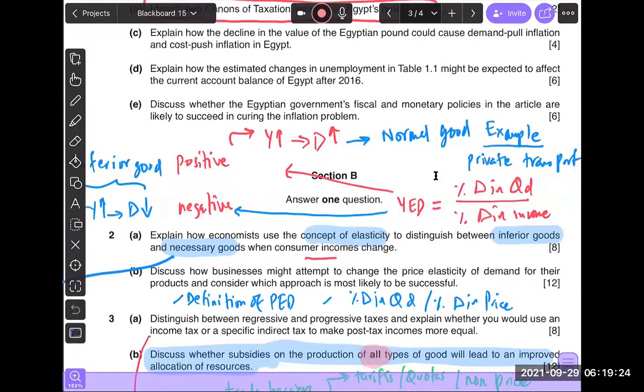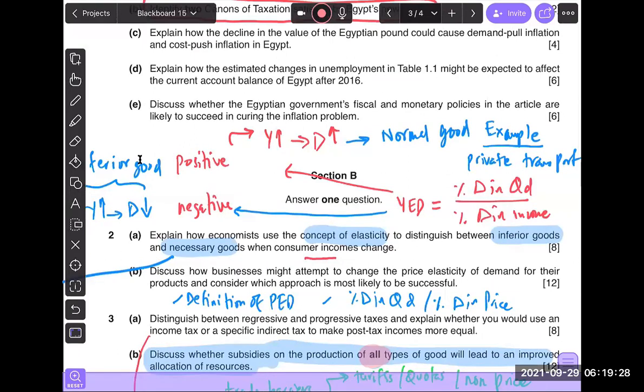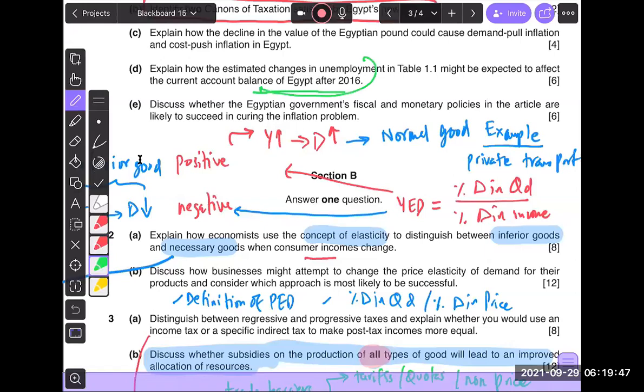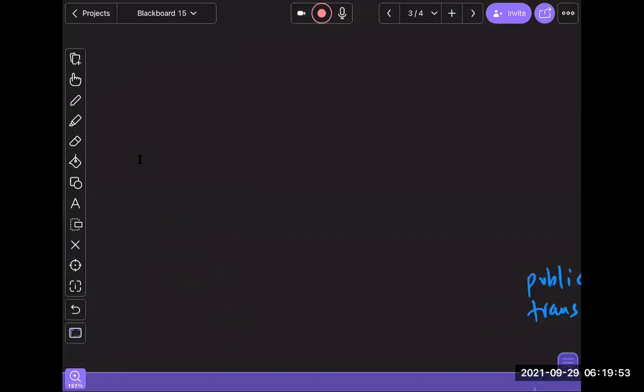Okay, that's 4 marks. Then D is saying, explain how the estimated changes in unemployment in table 1.1 might be expected to affect the current account balance of Egypt after 2016. So how is unemployment affecting the current account balance is the question that they're asking us. And it's a 6-mark question. So I'm spending quite a lot of time on that.